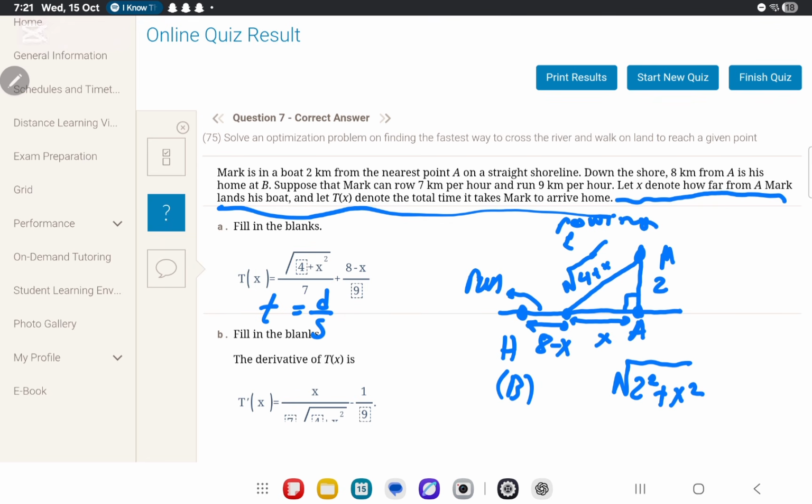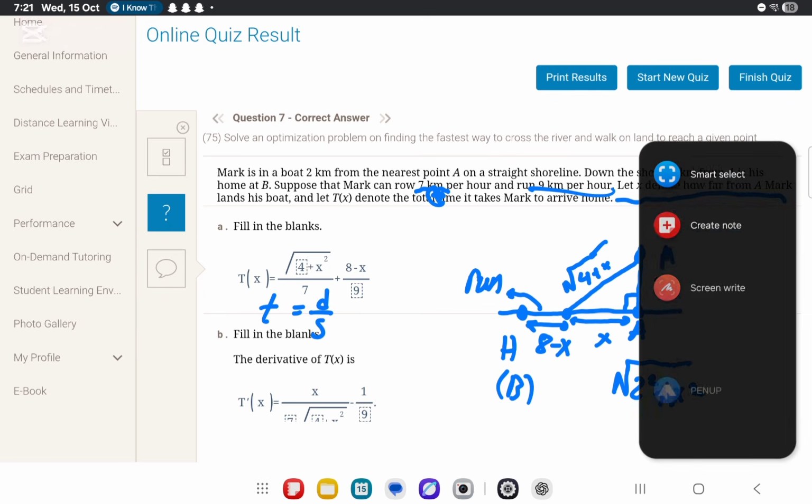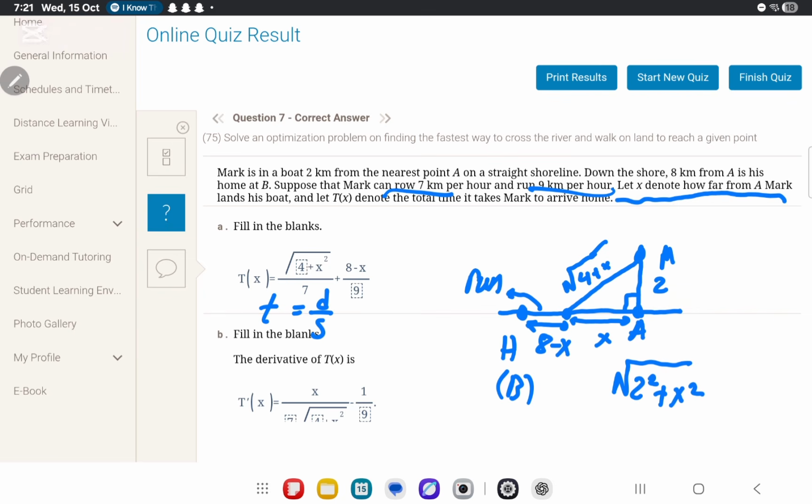Okay, so now we know that he can run 9 kilometers per hour and he can row 7 kilometers an hour. So time is equal to radical 4 plus x over 7. Why? Because he can row 7 kilometers per hour. This is the speed of rowing. And the distance is the hypotenuse we found, from A to where he lands his boat. The distance between them is radical 4 plus x, because that's what we found by Pythagoras theorem.